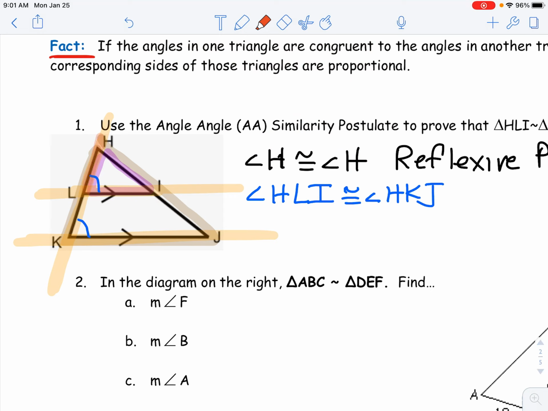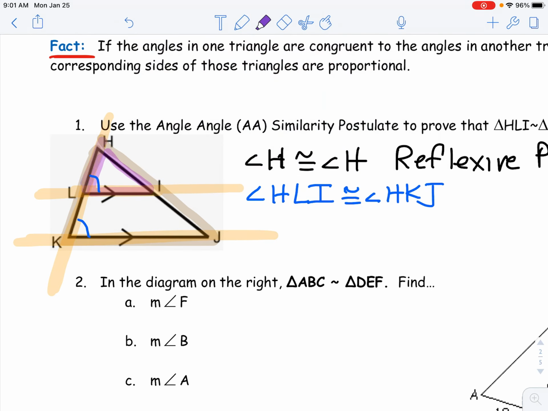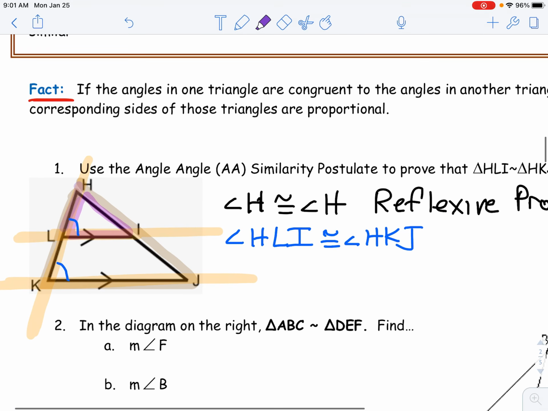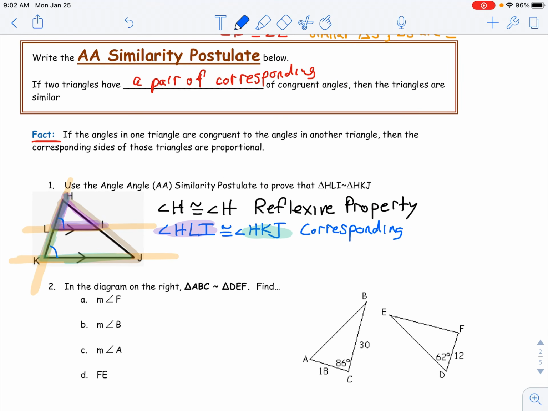Now, let me think about why HLI is congruent to HKJ. All right, something we haven't talked about in a while, but these are corresponding angles. We have the corresponding angle postulate.